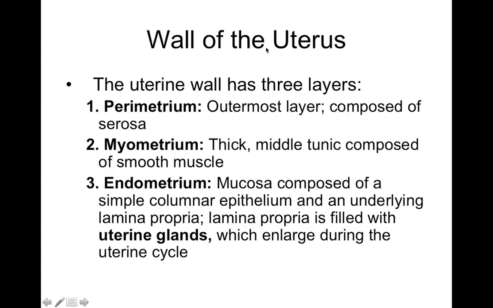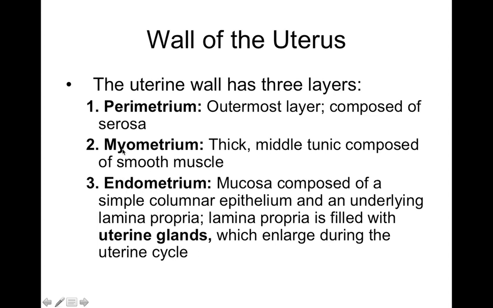Now, in terms of the wall of the uterus, we've got those 3 layers, remember? So we have our endometrium, myometrium, and perimetrium. The endometrium is a mucosa that's composed of a simple columnar epithelium with underlying lamina propria, which is a nourishing connective tissue, as well as uterine glands that enlarge with the uterine cycle. We'll talk about that.